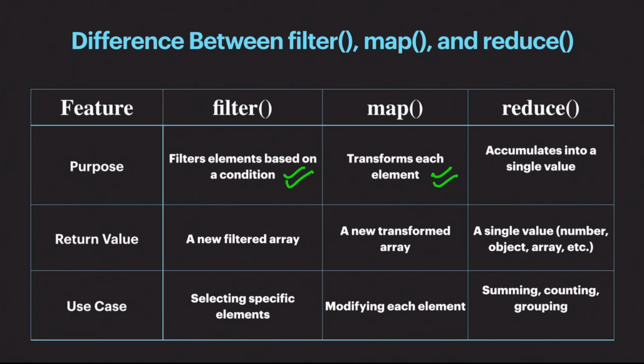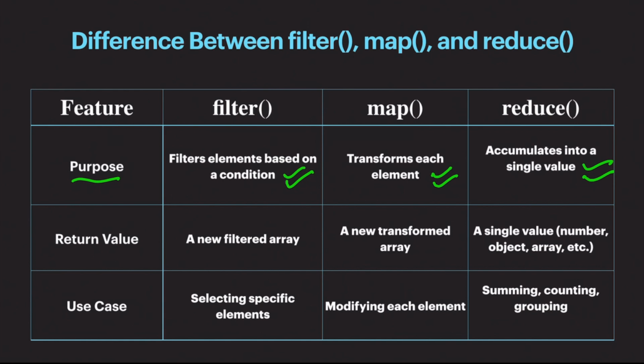But reduce accumulates into a single value. When you need a single value from the whole array, or you want to apply any type of operation and return a single result, you can use reduce. Reduce reduces the result into a single value, so it is called reduce. So this is the purpose of each of the methods.